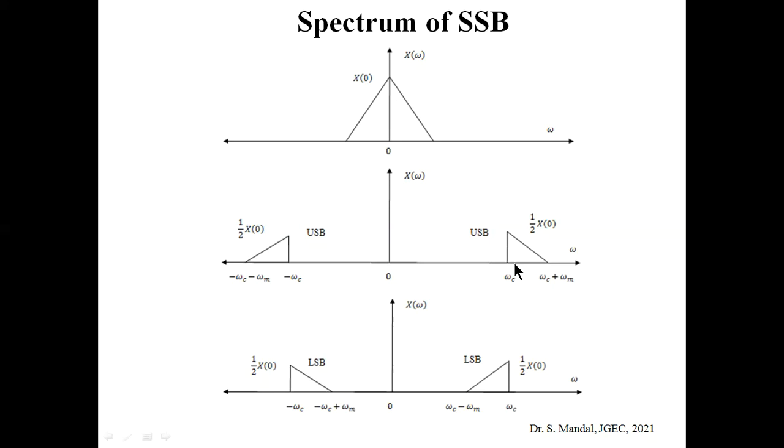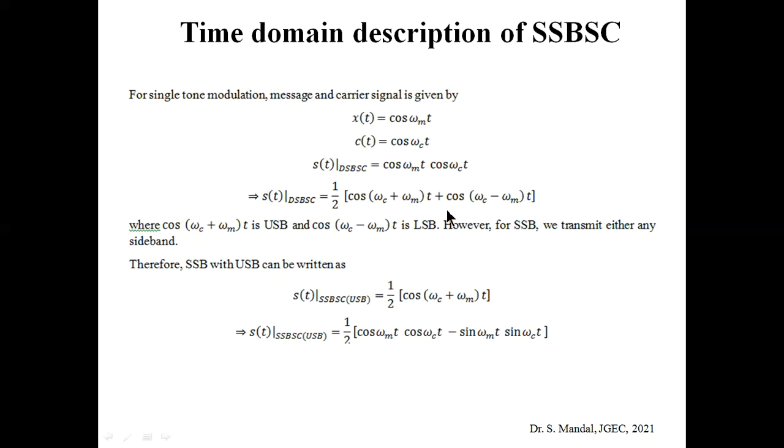And the bandwidth, you can see. What is the bandwidth of the SSB here? The bandwidth will be omega c plus omega m minus omega c. So the bandwidth is omega m. Similarly for LSB, omega c minus omega c plus omega m, and that will be omega m. So the bandwidth is omega m for USB or LSB type SSB. Okay, so this is the spectrum of SSB.